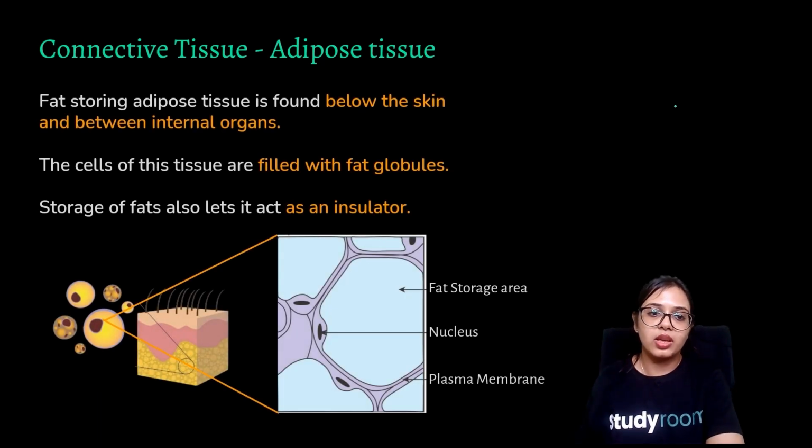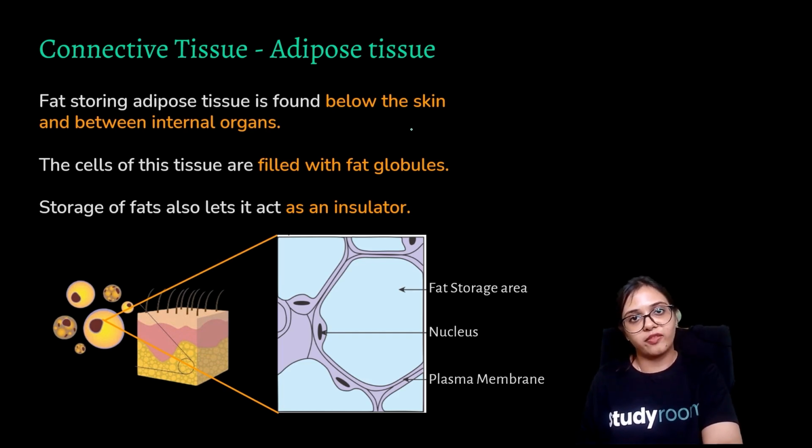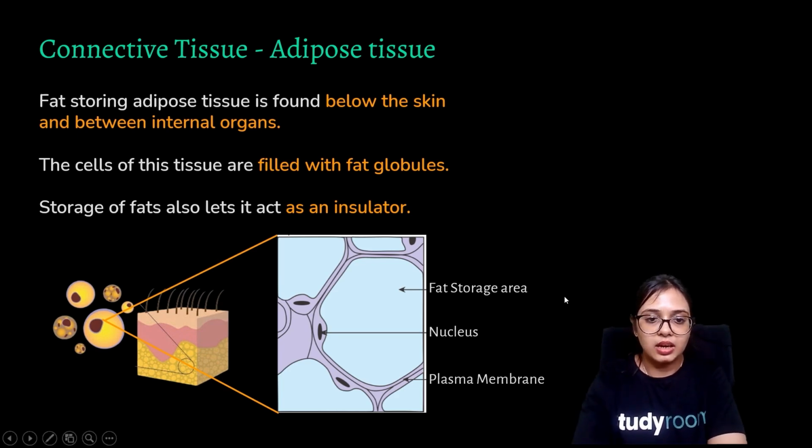Let us talk about adipose tissue, and I think this would be the last connective tissue. Fat storing adipose tissue is found below the skin and between internal organs. The cells of these tissues are filled with fat globules. Storage of fats lets it act as an insulator.